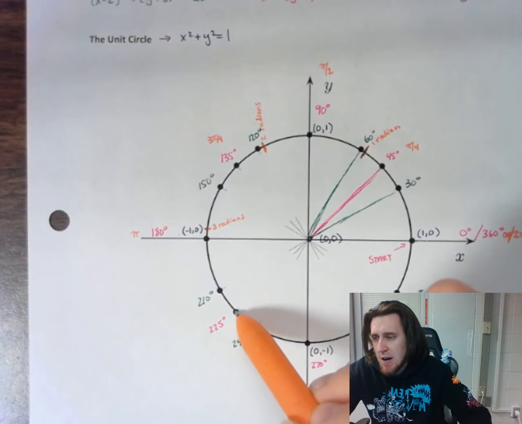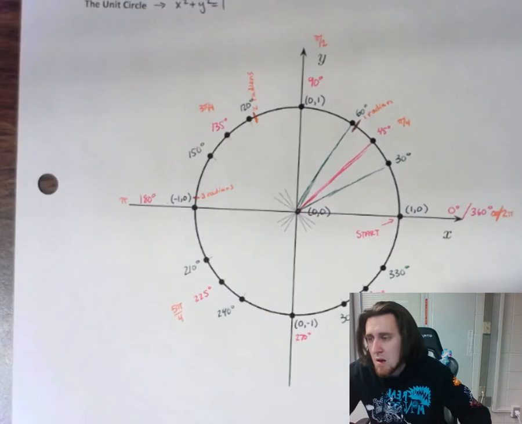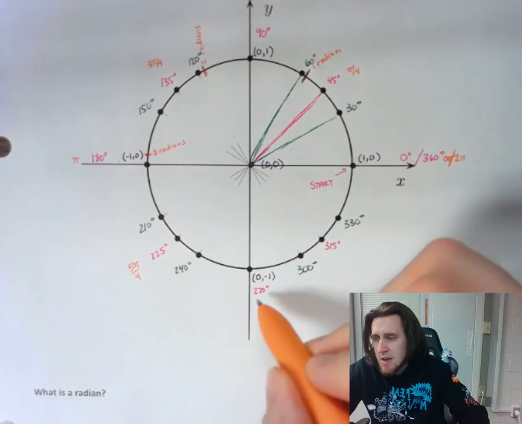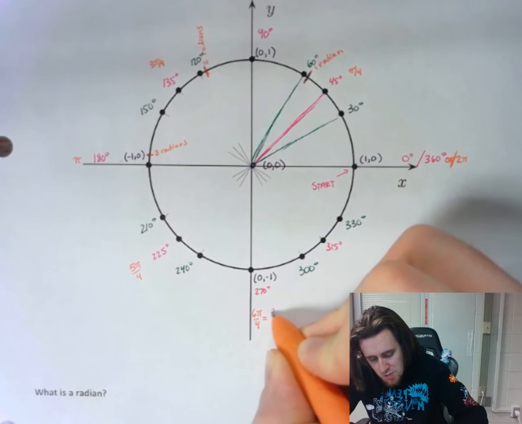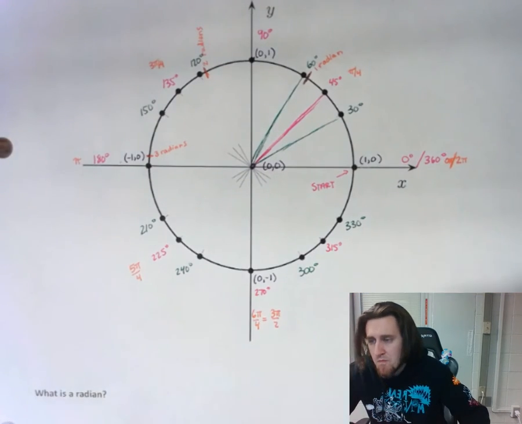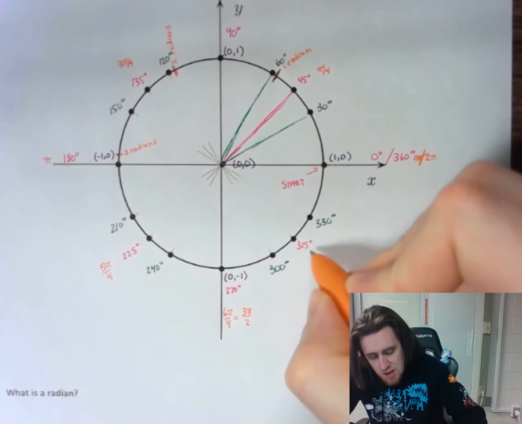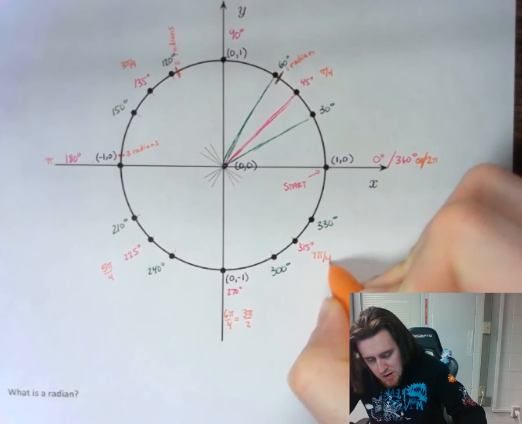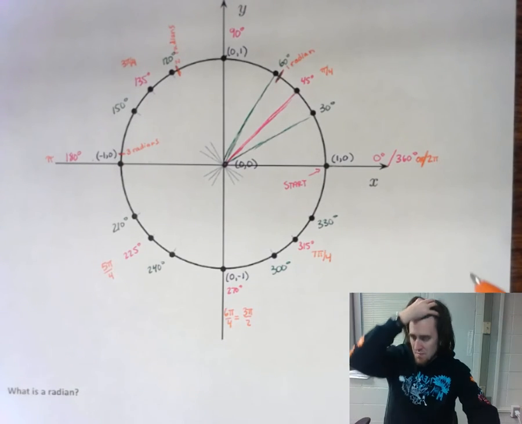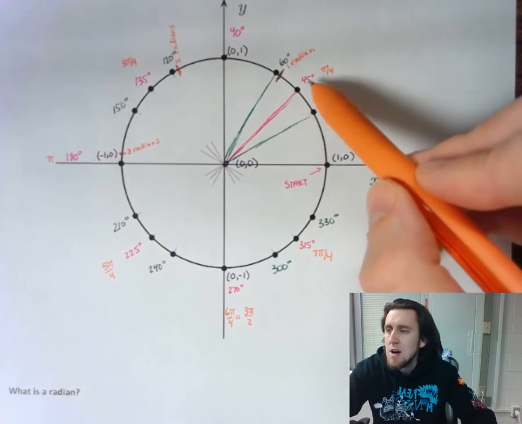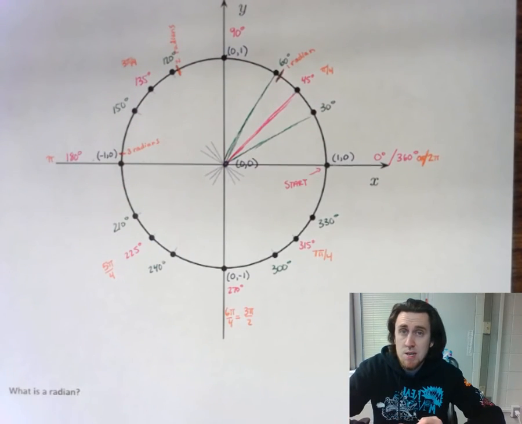And then 5 pi over 4. And then 6 pi over 4, which reduces to 3 pi over 2. Then 7 pi over 4, and then 8 pi over 4 is 2 pi. Okay, so every time we count off those 45-degree marks, that's another pi over 4 that we add to our list.